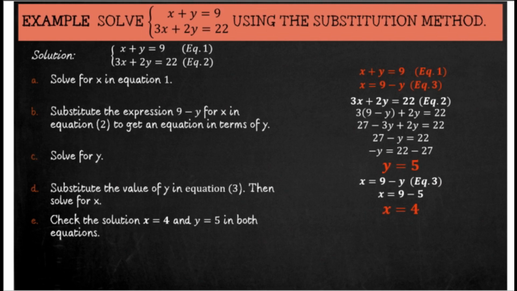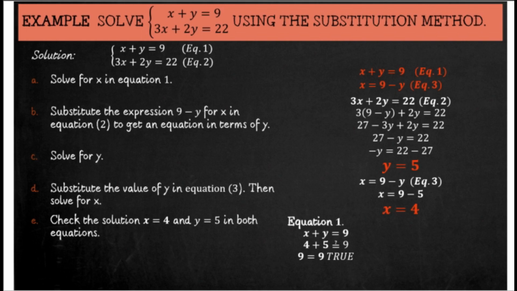Then check the solution, x equals 4 and y equals 5, in both equations. In equation 1, we have x plus y equals 9. Substitute 4 for x and 5 for y. We have 4 plus 5 equals 9, and 9 is equal to 9. Our solution is true in equation 1.